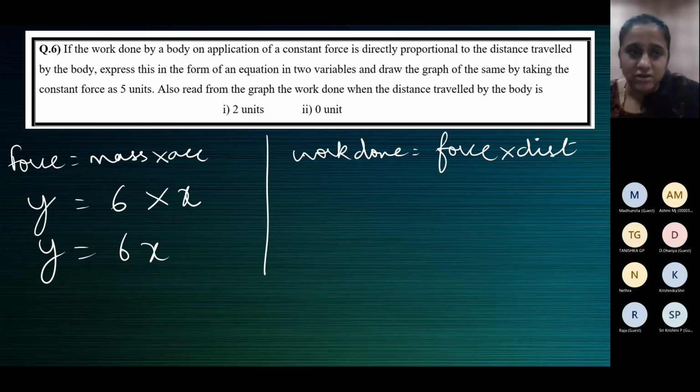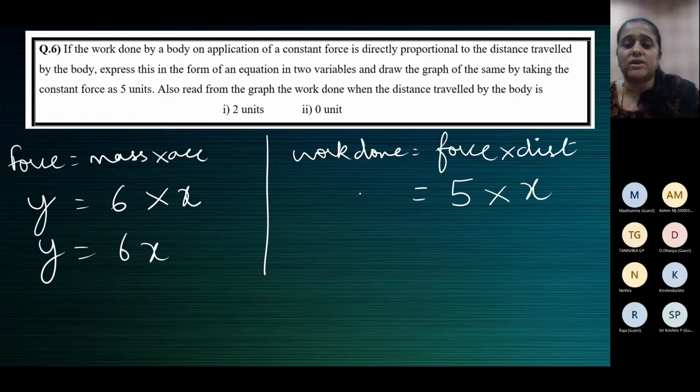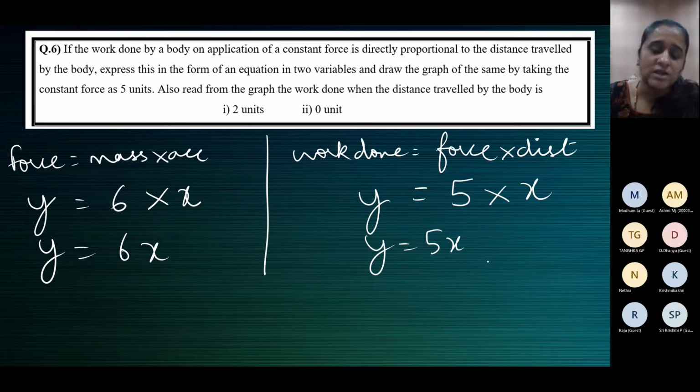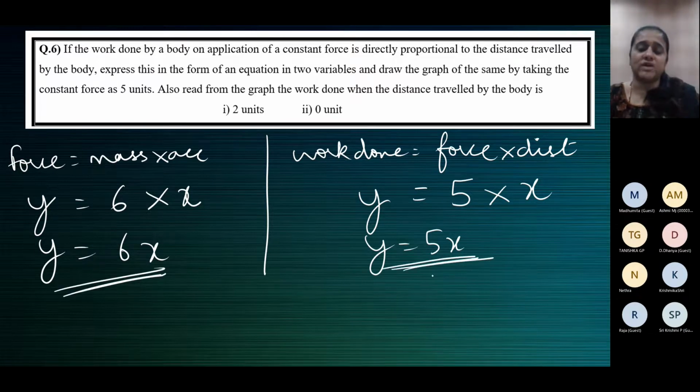In this question, the constant force is 5 units. So under force we'll write 5, distance x, work done y. So y is equal to 5x is the required equation. Like how you made the graph there, do the graph here in the same way.